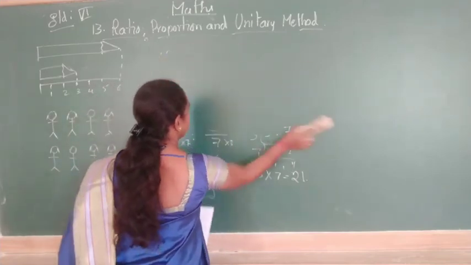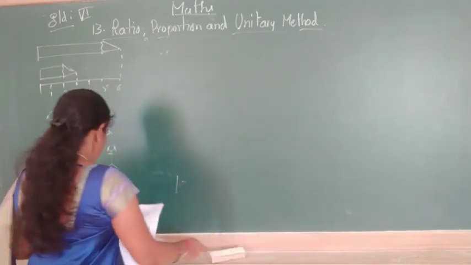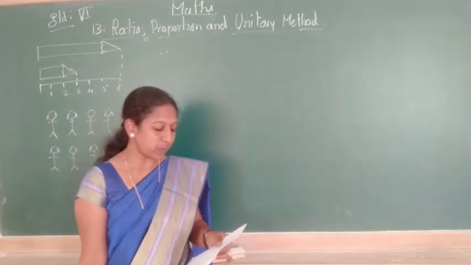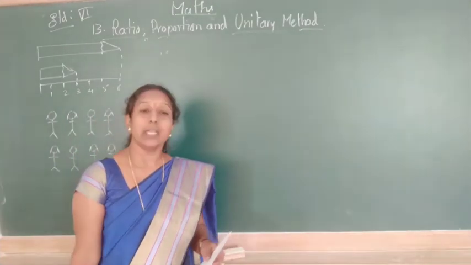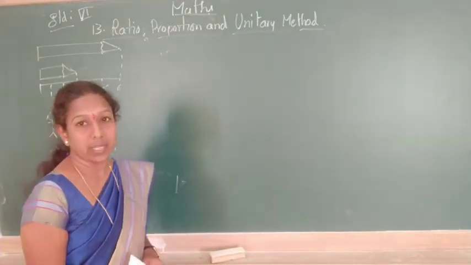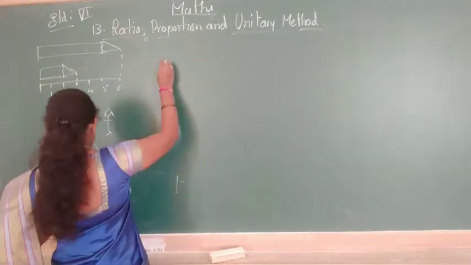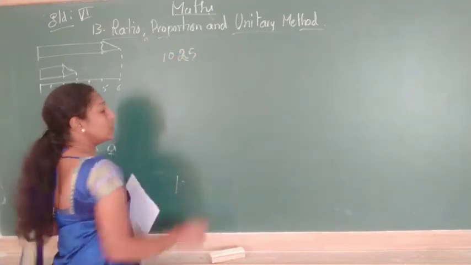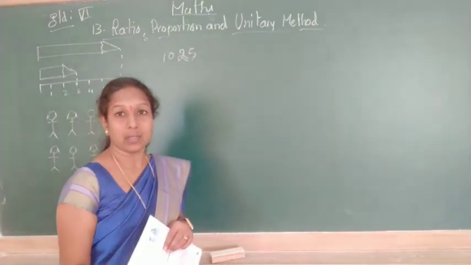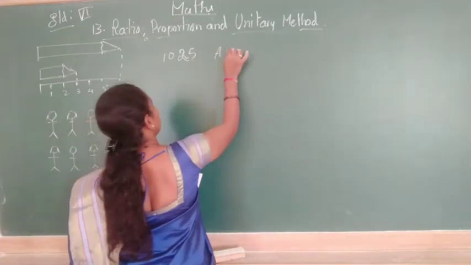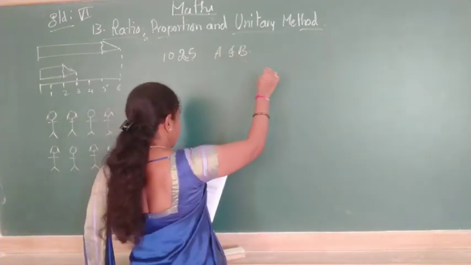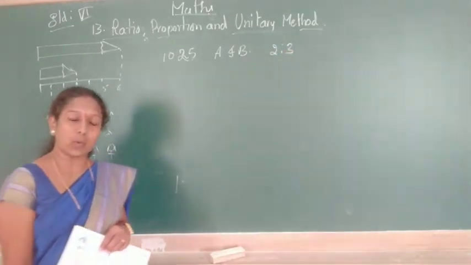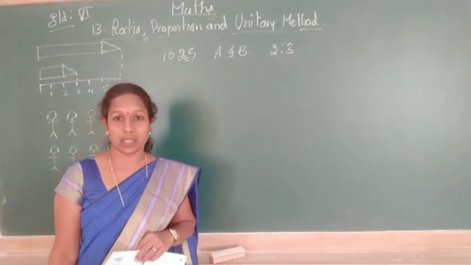Now here, divide rupees 1025 between A and B in the ratio 2 is to 3. So here 1025 rupees is there. I should divide this among two people, for A and then B. How should I divide it? In the ratio 2 is to 3, I should divide this amount. So how can I divide this amount?